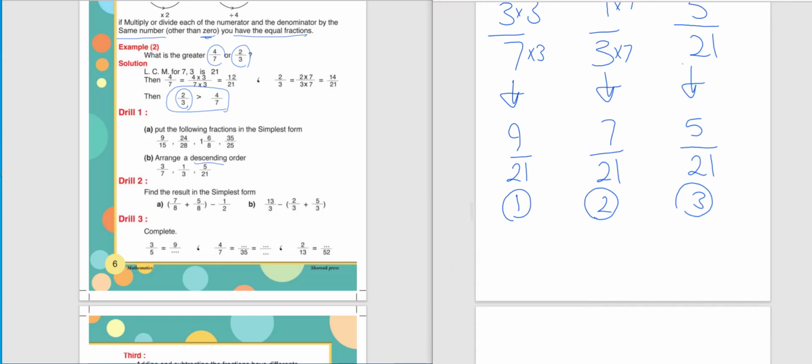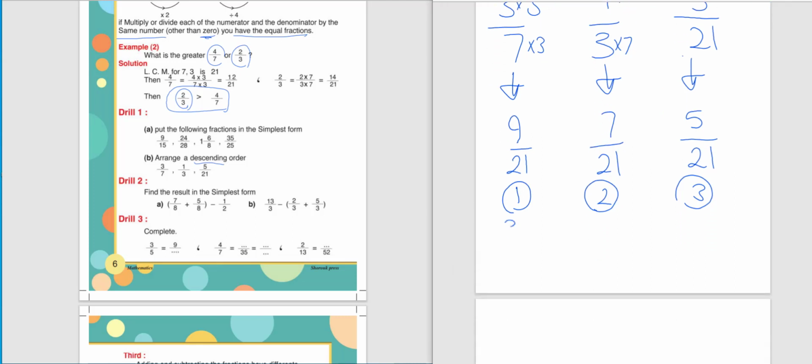But we will write it 3/7, then 1/3 and 5/21. This is in descending order. Okay.